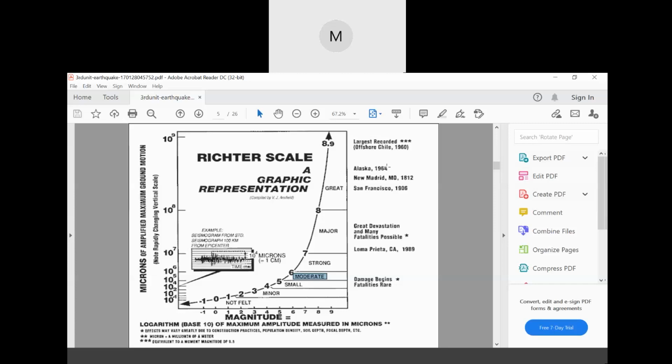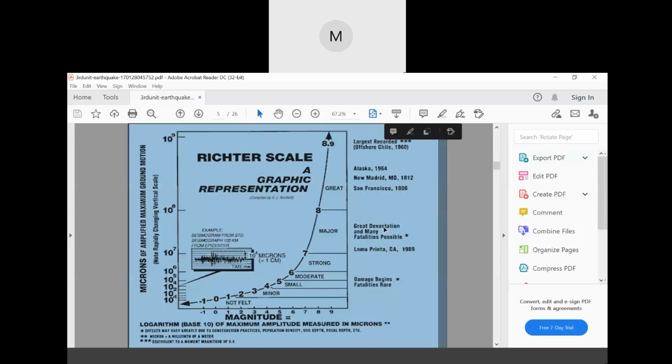Till now, the largest recorded earthquake is of 8.9. It was recorded in 1960.